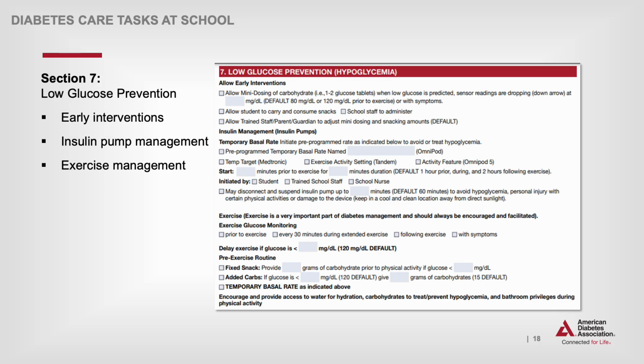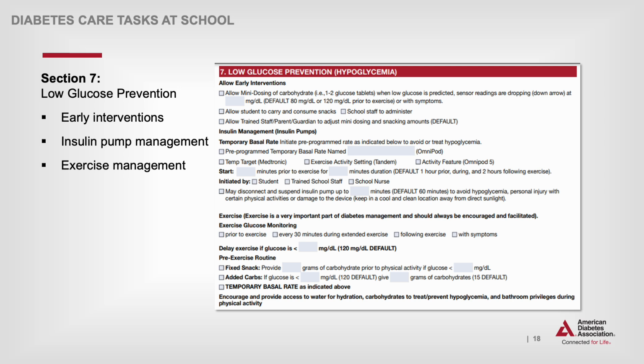Section 7 is all about hypoglycemia prevention. The safety of students is of paramount importance at school. The advent of sensors and automated insulin delivery systems, or AIDs, make it easier than ever to minimize the frequency and severity of hypoglycemia at school, facilitating our students living with diabetes to attend instruction and physical activities without interruption.